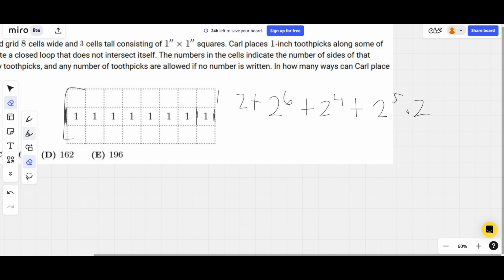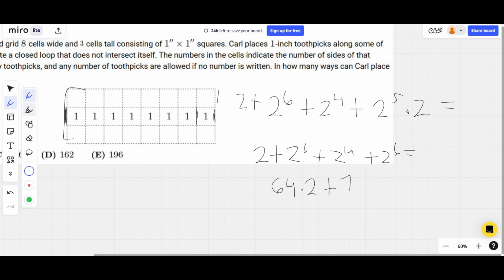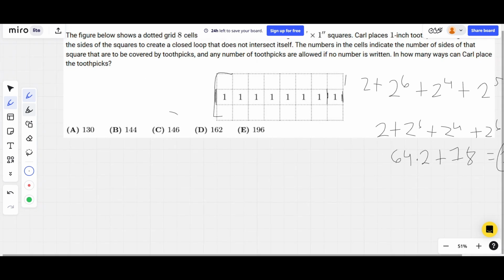And so in total, we have 2 plus 2 to the power of 6 plus 2 to the power of 4 plus 2 to the power of 6. This is equal to 64 times 2 plus 18, and that equals 146. And so C is our answer.